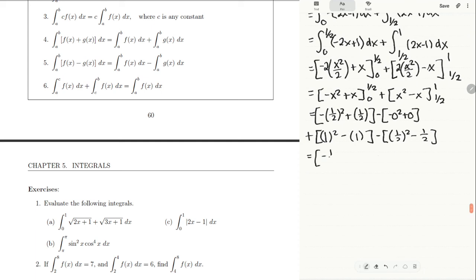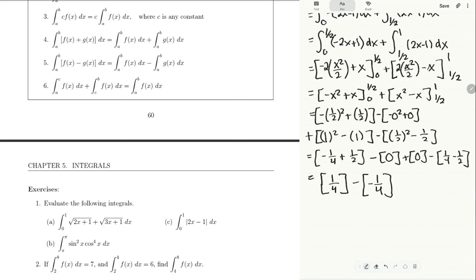So simplifying, we have negative 1/4 plus 1/2 minus 0 plus 0 minus 1/4 minus 1/2. So negative 1/4 plus 1/2 is positive 1/4. And we subtract 1/4 minus 1/2, which is negative 1/4. So that gives us 1/4 plus 1/4, which is equal to 2/4 or 1/2.